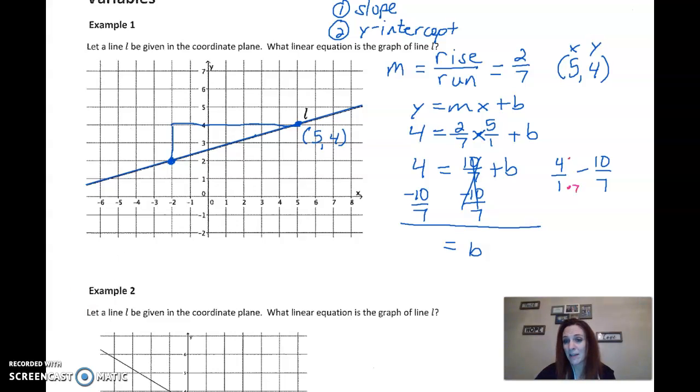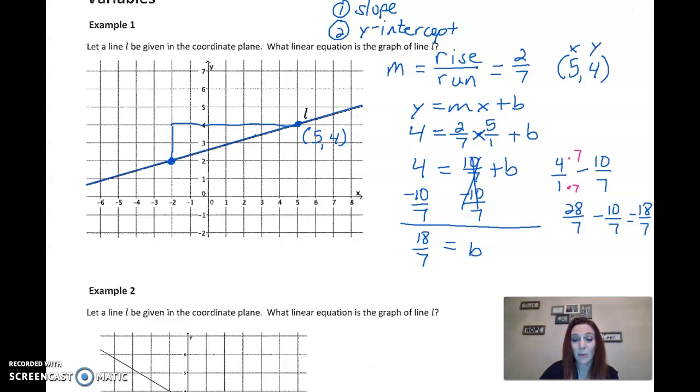So I'm going to multiply 1 by 7 and the 4 by 7. Along with kind of panicking because we're not getting perfect numbers, we try to do a lot in our head. It's actually way easier to write it down than to try to do this in our head. 4 times 7 is 28 over 7 minus 10 over 7. That becomes 18 over 7. So b is 18/7.